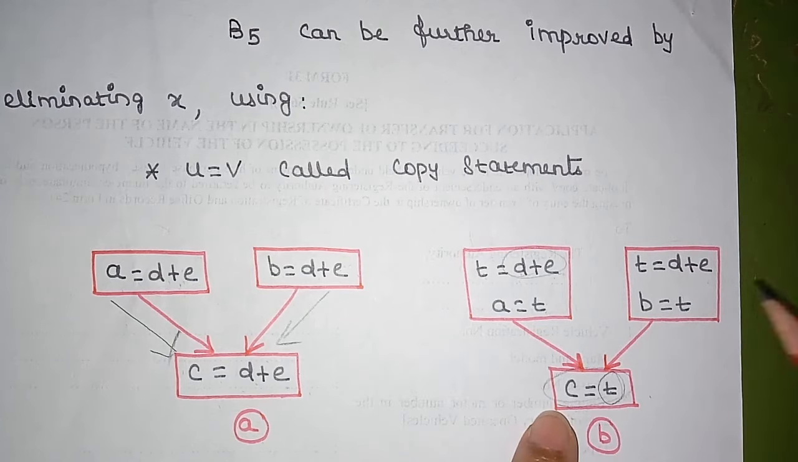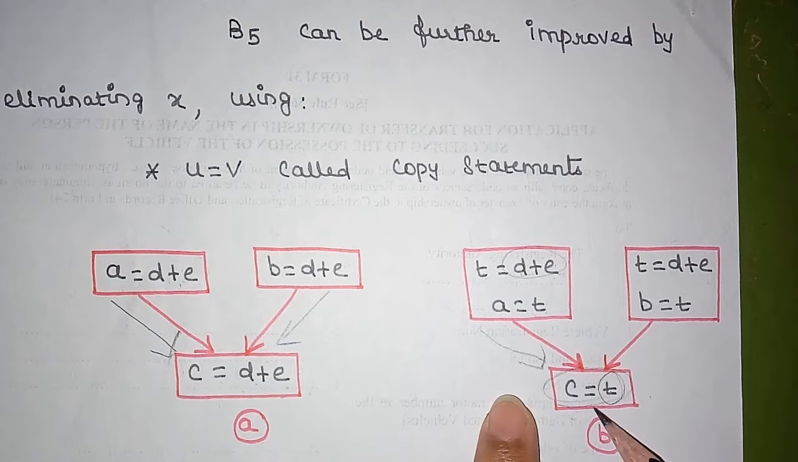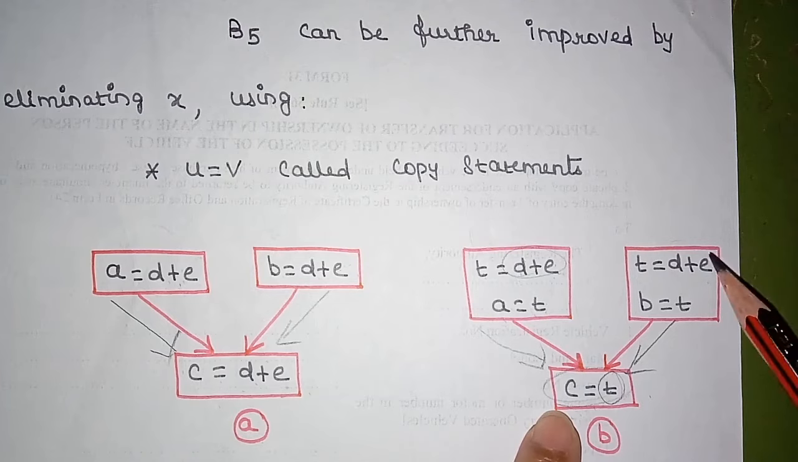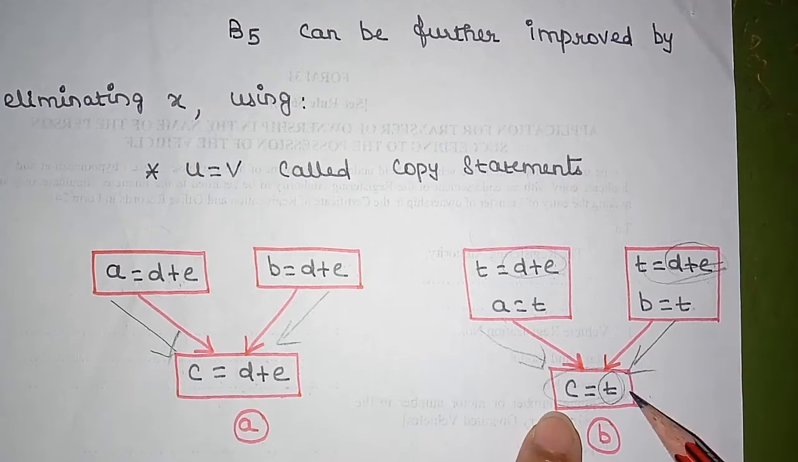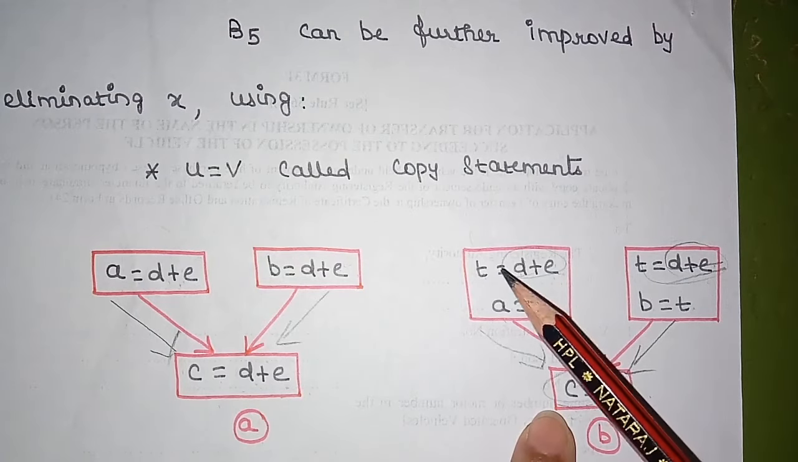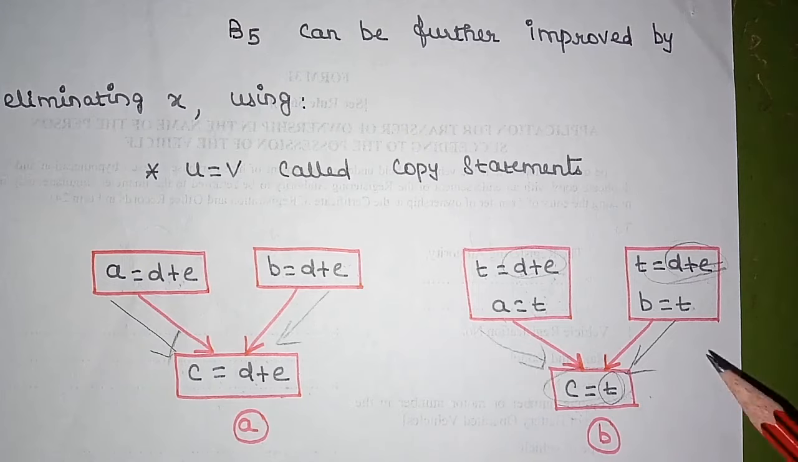So here also the same case. When it takes this path, the same value d plus e will be copied to a as well as c. And when the program takes this path, then this value will be taken to b and c. So instead of computing this d plus e twice, even in this path and this path, we are going to take a copy of this evaluation. So we are just copying the result to these variables. So this is what copy propagation is.